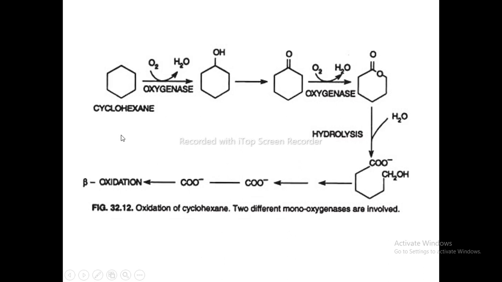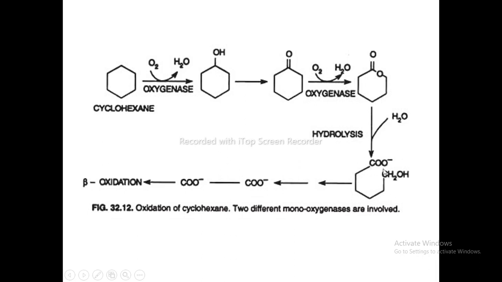Right. Similarly, cyclohexane, which is a non-aromatic cyclic compound, also undergoes oxygenase action. This is acted upon by oxygenase, and a cyclic alcohol is produced, and then further oxygenation converts it into a cyclic ketone. Then further it is oxidized. Then the chain opening results in formation of an acid.